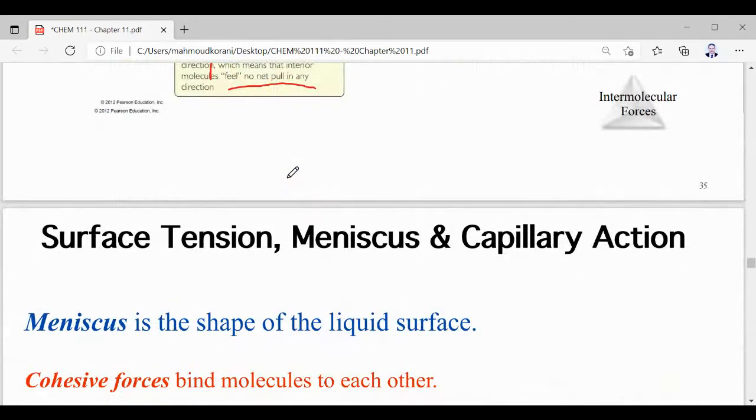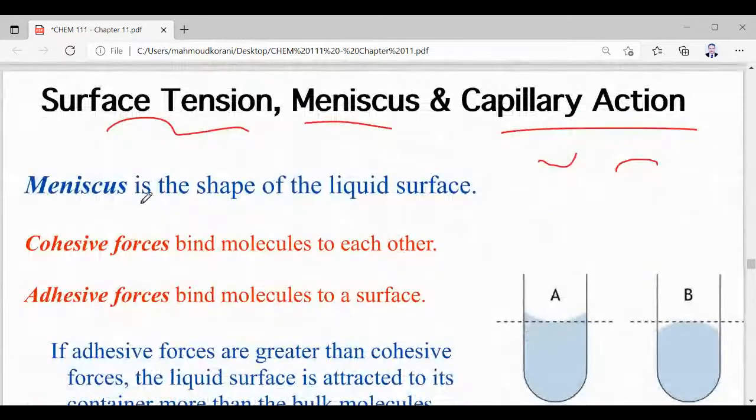Now let us discuss surface tension, the meniscus, and capillary action. Surface tension, as I have already told you, is the force required to increase the surface area, and it arises from the pulling of surface molecules by the bulk molecules. The meniscus is the shape of the liquid surface. It could be a U shape or an N shape, concave or convex. This is capillary action. The meniscus is the shape of the liquid surface, as you see, like in tube A or tube B.